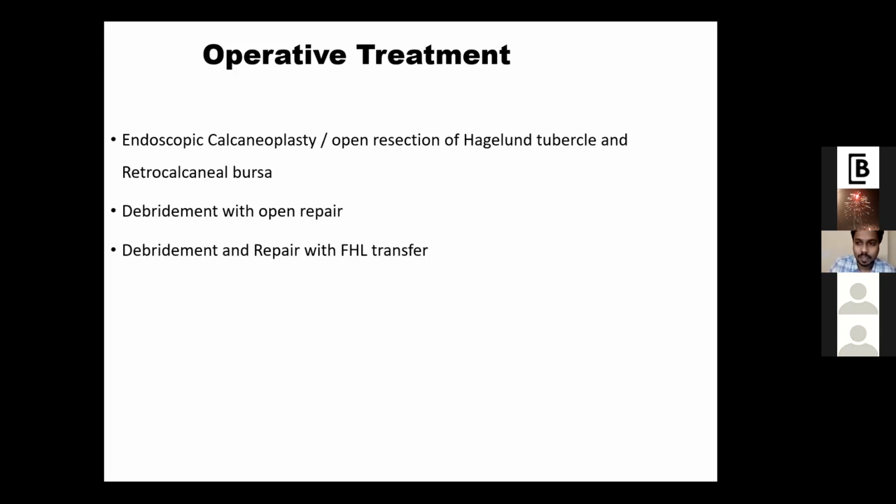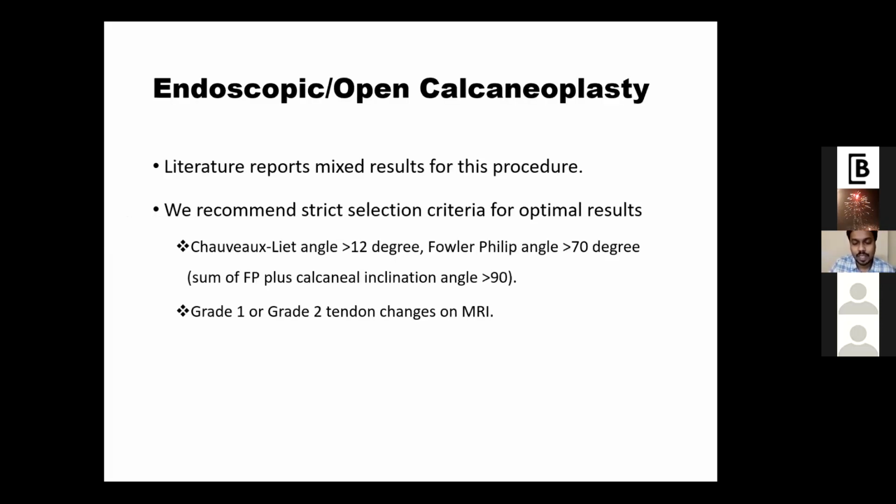Next, we have a debridement, usually done by... and we combine this repair with either an FHL transfer or an isolation. So when do we do FHL transfer? We'll see further. Endoscopic or open calcaneoplasty: the literature is a bit dicey on this. They are saying there are some mixed results. We're not very sure about the outcome of this, but we do recommend this procedure with strict selection criteria for optimal results. Make sure the Chauvet-Leutte angle is greater than 12 degrees.